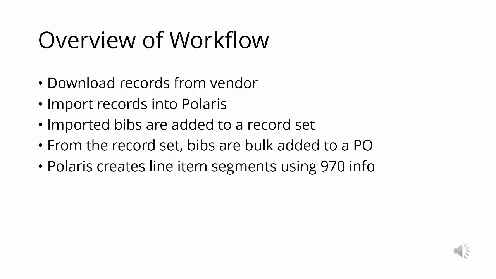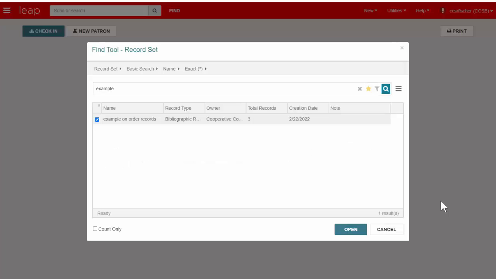When the purchase order is created, Polaris will use the information stored in the 970 fields to automatically generate the line item segments. Let's walk through this together. After importing the on-order records, search for and open your record set.